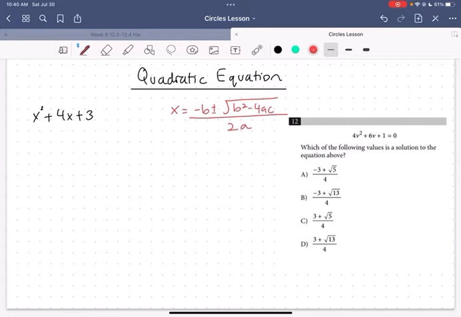Now before we get to that, let me show you how to factorize this one really quick. Okay. So for something like this, x squared plus 4x plus 3, when you factorize, you're looking for two numbers that multiply to the 3 and then add up to 4.